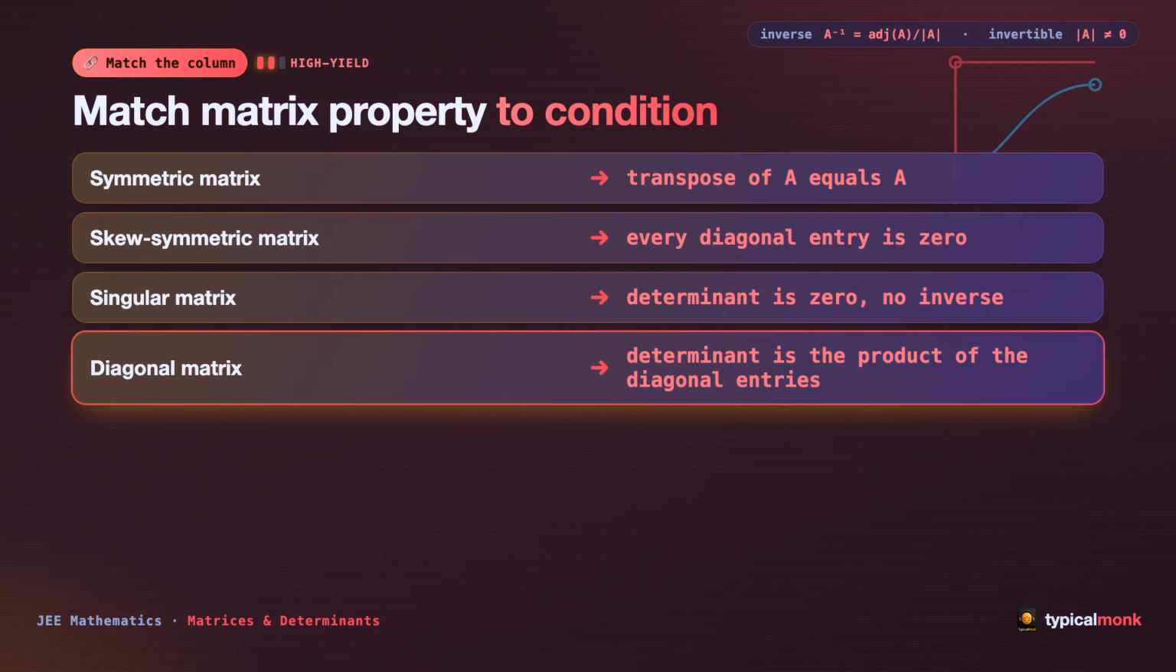This matches: the determinant equals the product of the diagonal entries. Every off-diagonal term contributes nothing to the expansion. If all four came to you before the reveal, matrices are becoming yours.